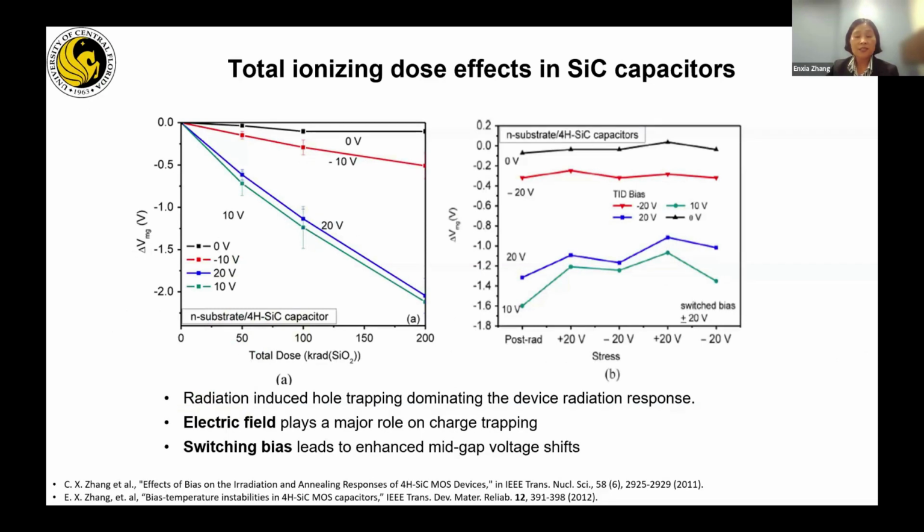Then for the TID effect in silicon carbide, in the silicon carbide MOSFET there will be dielectrics. So with TID radiation, you can see the radiation can induce the VT shift, just because hole trapping dominates the device radiation response. And the electric field will also have a significant effect on how the devices respond in the radiation environment. So we need to think about ways to improve dielectric quality, or use different bias to mitigate the charge during radiation to improve the radiation hardening.